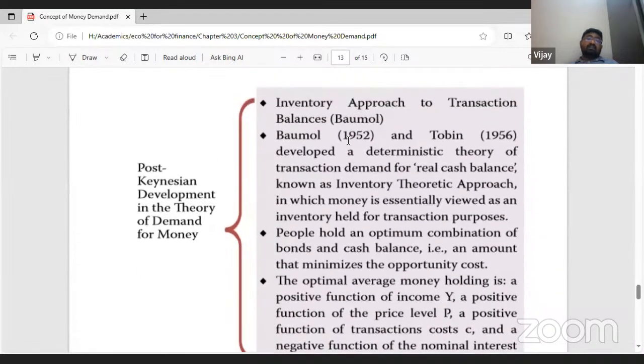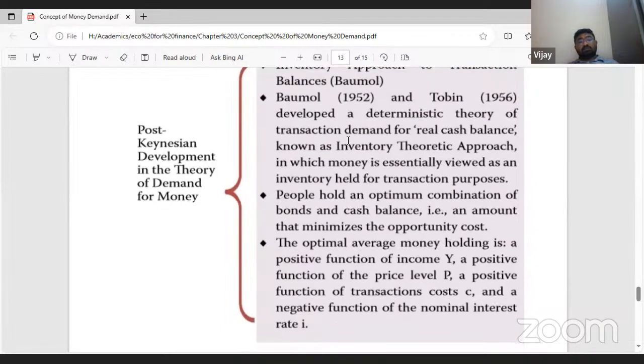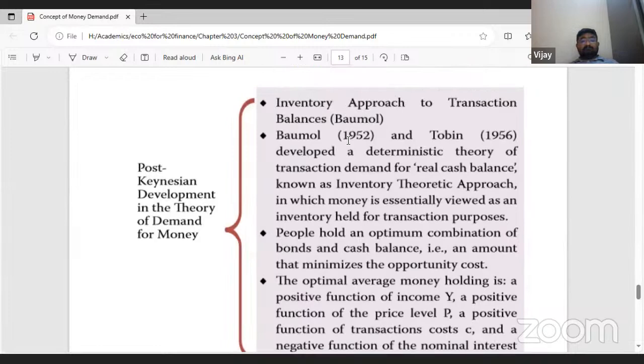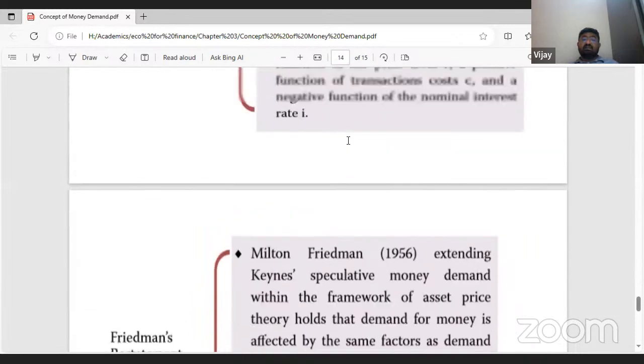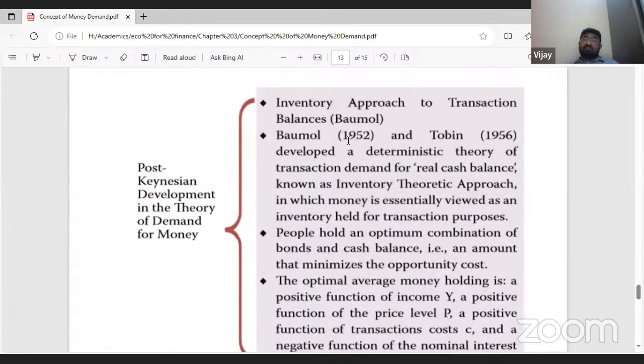Post-Keynesian development in the theory of demand. Sir, here I need to take into account interest, as well as the brokerage for converting the money into securities. That also needs to be taken into account.